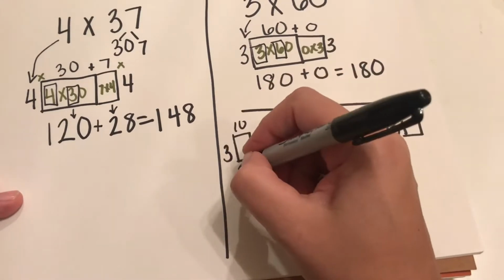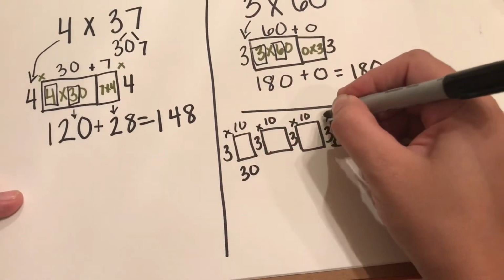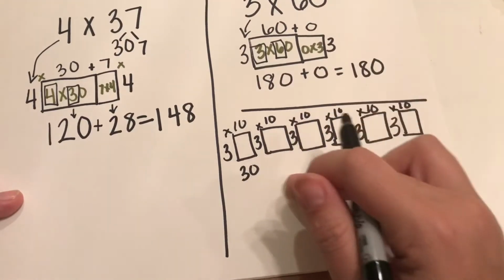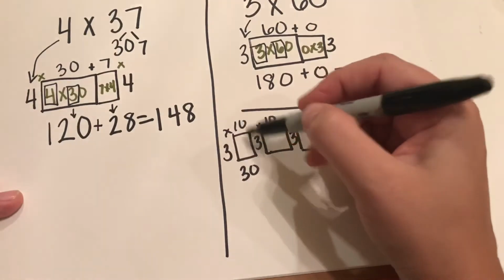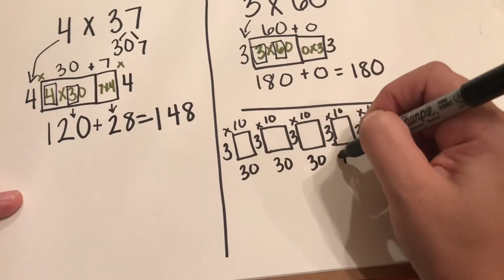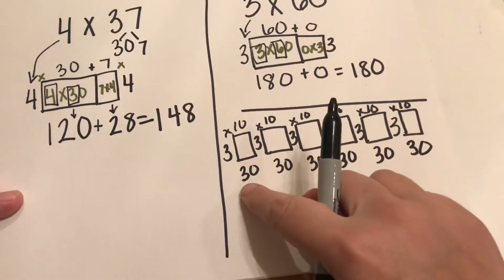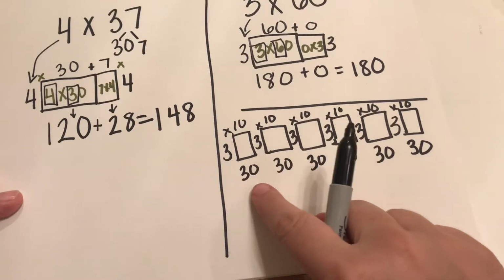3 times 10 is 30. And we know that that answer is going to be the same all the way down. 3 times 10 is 30, all the way down. I now have 6 groups of 30.